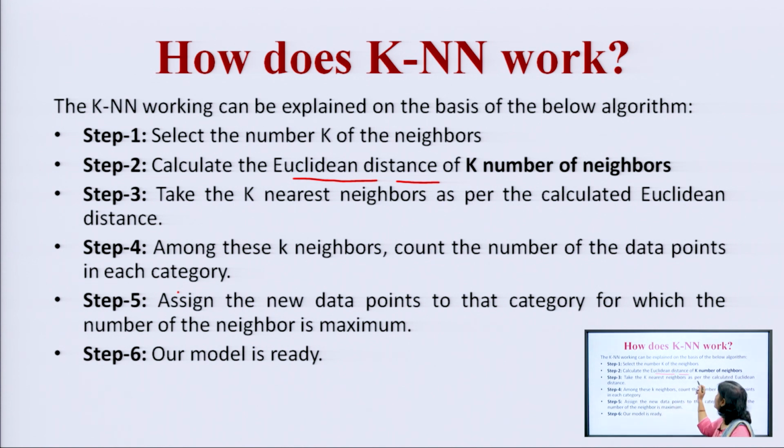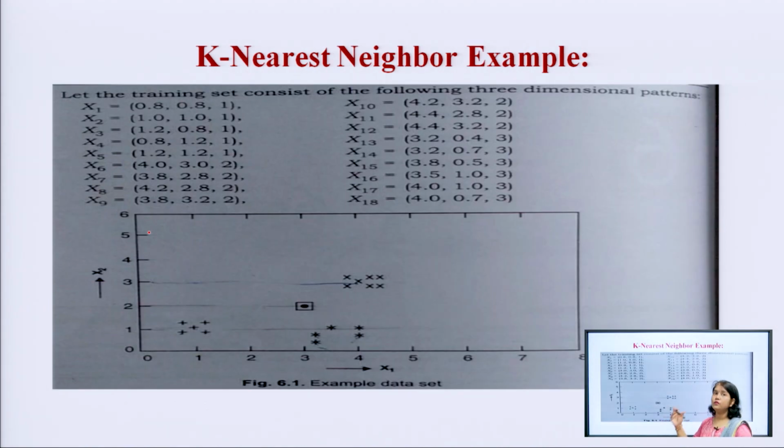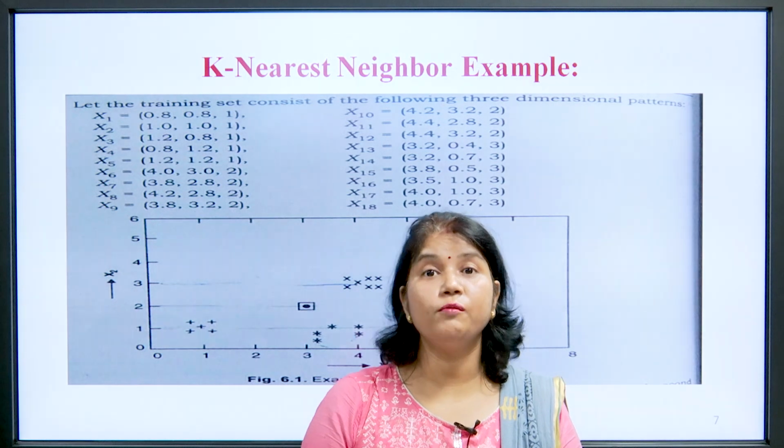And finally, among these k neighbors, count the number of data points in each category, and assign the new data point to the category for which the number of neighbors is maximum. Then your model will be ready. So you have to do all these steps. Let us understand with this example how the k nearest neighbor actually works.